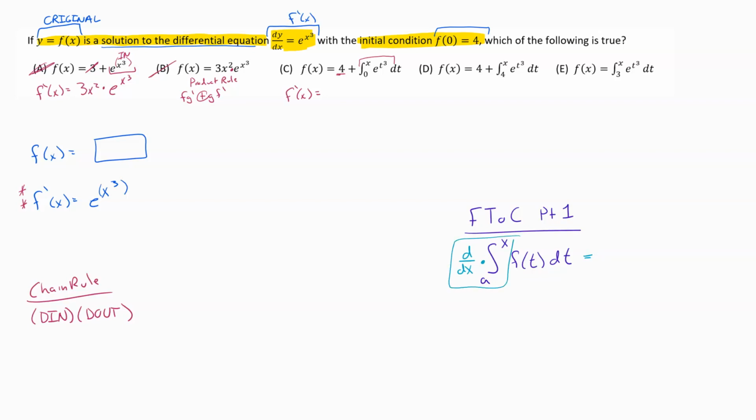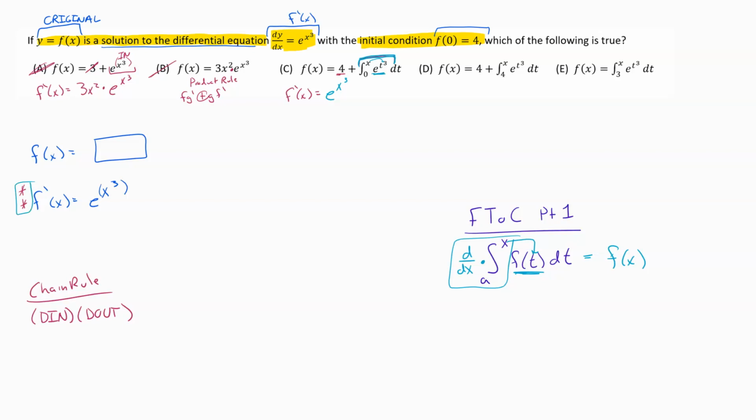Derivatives and antiderivatives are inverses of each other. They cancel each other out. And what I'm left with is that original function just with an x plugged in there, so that equals f of x. Using that concept, when I take the derivative of the second part of C here, all I'm really going to get out is exactly what's inside here, except with an x plugged in. So my answer to that would be e raised to the x to the third. So C is still on the table as an option because that matches up with my derivative.